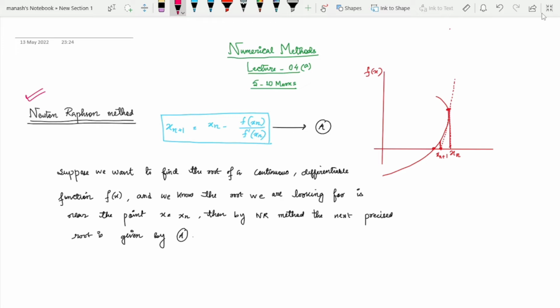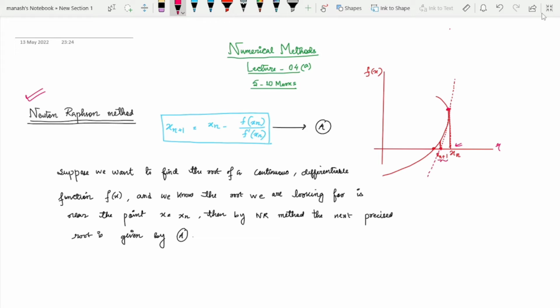Generally it is an approximation method. Suppose we want to find the root of a continuous and differentiable function f(x), and we do not know the exact root, but we know a root that is near the exact root. Suppose near the exact root the root is xn. Then corresponding to the xn, if I find the point where it intersects the curve, that is at this point, and if I draw a tangent to this point, it would intersect the x-axis at this point.